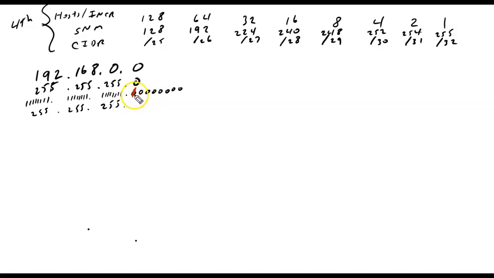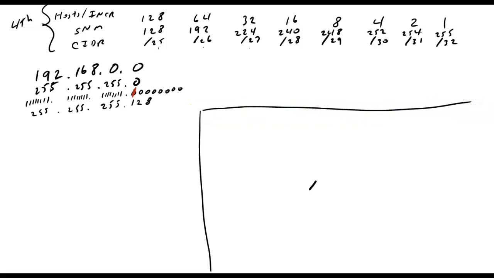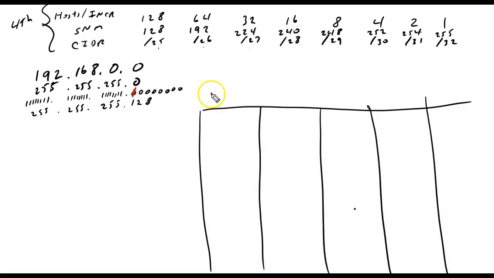255.255.255. Well, what's this? We put a 1 here, we put zeros in all these other spots. So this is a 128. I now have a 128. So how do I subnet that? Okay, let's take a look at how we would go about that. I'm going to draw my chart. This will be the network over here, the first usable host, the last usable host, the broadcast address, and the subnet mask.